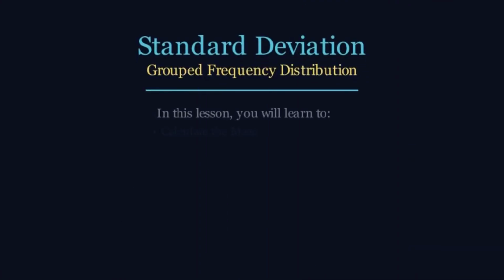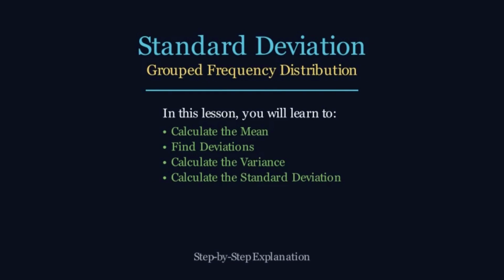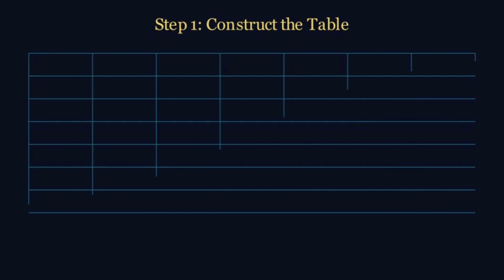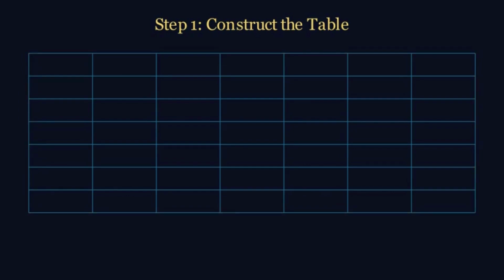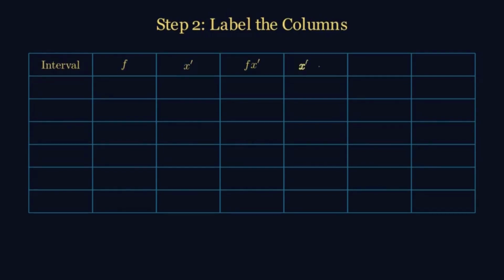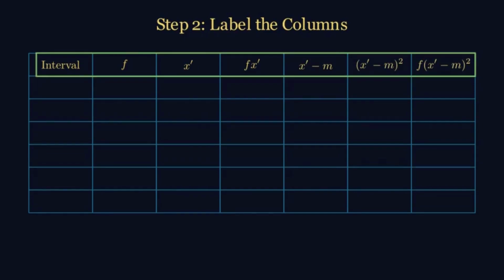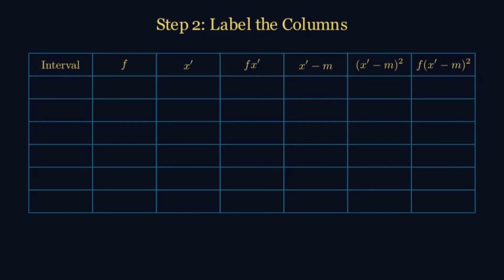In this lesson, we'll learn how to calculate the standard deviation of grouped data step by step. We'll begin by constructing a computation table that will help us organize our calculations. First, we draw the table. Next, we label each column. The columns represent the class interval, frequency, mid-value, frequency multiplied by the mid-value, deviation from the mean, squared deviation, and finally frequency multiplied by the squared deviation.